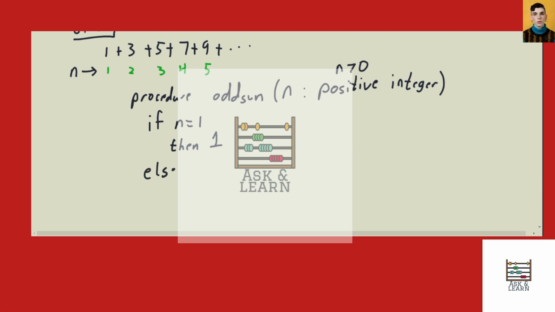If it's not 1, then we want the output to be the sum of, so if we're adding up the first 5, we'd want the output of this function to be 9 plus the sum of the first 4. That's kind of the idea of a recursive algorithm. You're cutting it down piece by piece. So we want it to be the sum n minus 1, so the sum of one fewer odd integers, plus, and then what's the value of this?